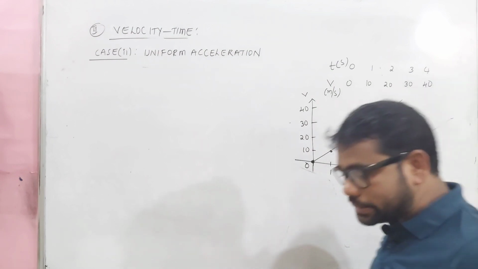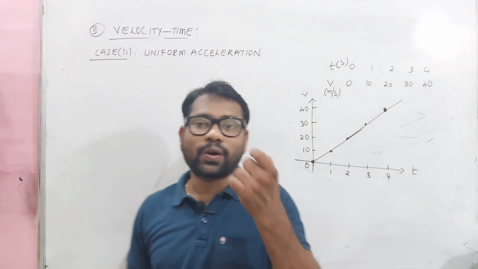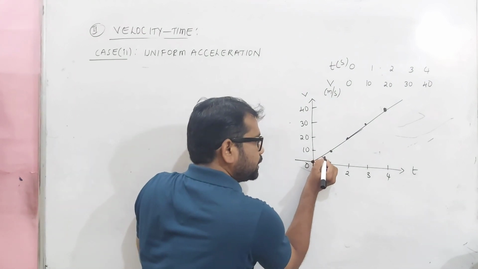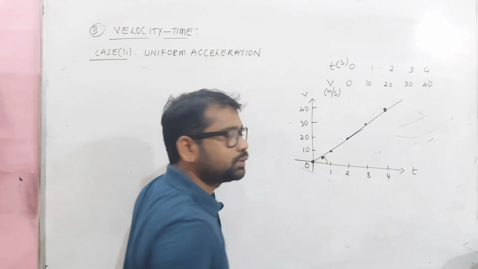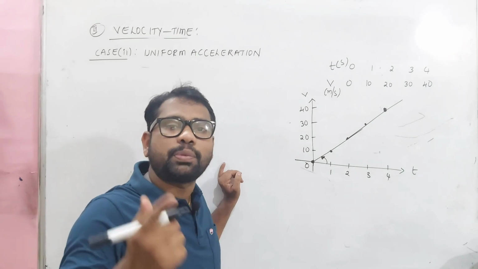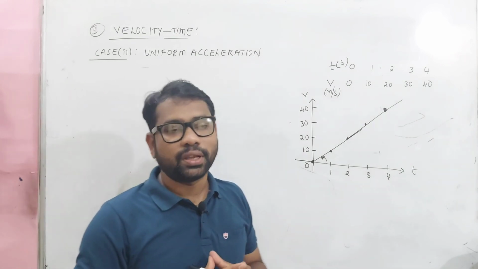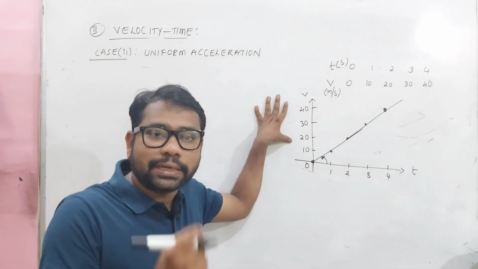So we got a straight line which is passing through the origin, and its angle is an acute angle. It means the slope is positive. So when the slope is positive, which means what? The slope of velocity is acceleration. So the body has positive acceleration. So this is how we will get the graph.